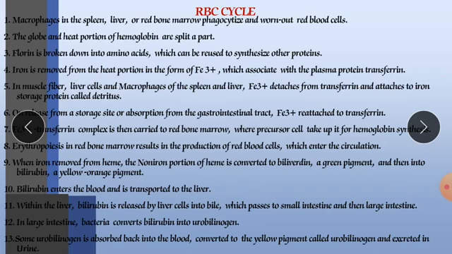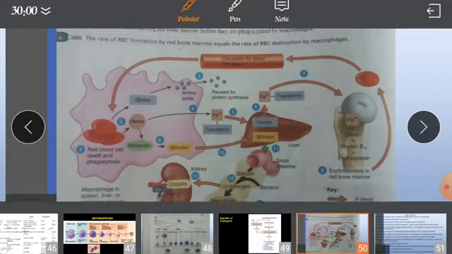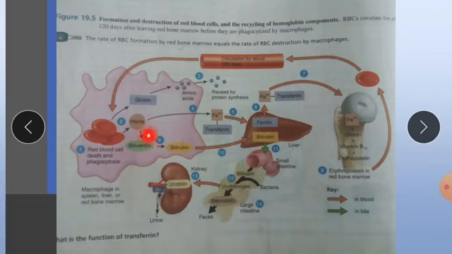Now the second point is the globin and heme portions of hemoglobin are split apart. Here you can see in the second part, the heme portion, which contains the ferrous, the iron, is released from the RBC, which contains the hemoglobin. And here in stage 3, what will happen?